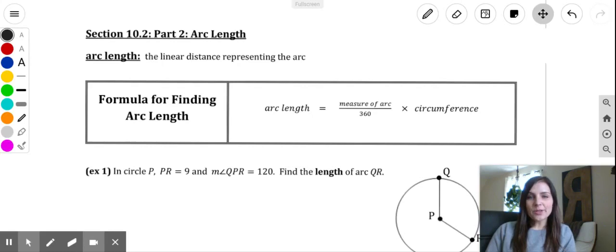Hey guys, so today we're going to do the second part of section 10.2. So far you've learned about how to find arc measure in degrees, and today you're going to learn about how to find arc length. Okay, so arc length is different than arc measure. So here we go. Let's get started.